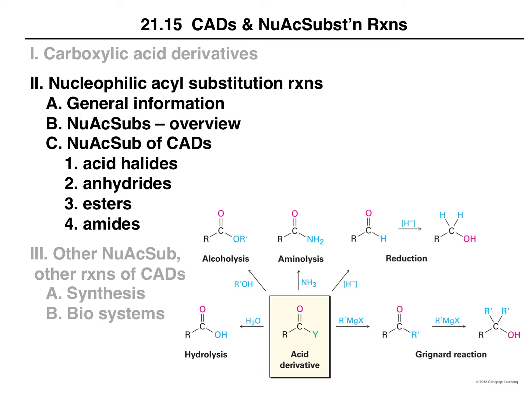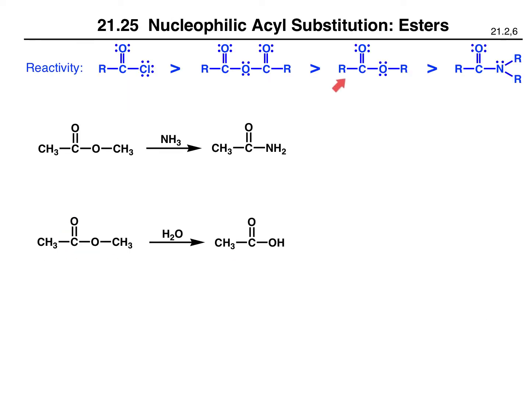In this video, we're going to continue to look at nucleophilic acyl substitution reactions, this time looking at esters and amides. In terms of reactivity, esters are not that reactive, so they can be converted to amides, but they cannot be converted to anhydrides or acid chlorides. So if an ester reacts with an amine, then that will give us an amide, or if an ester reacts with water, then it can be hydrolyzed to give a carboxylic acid.